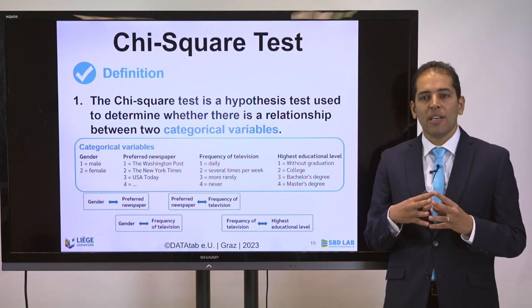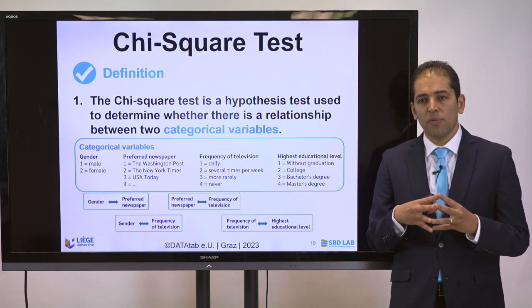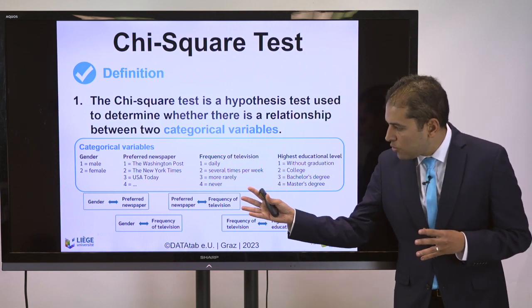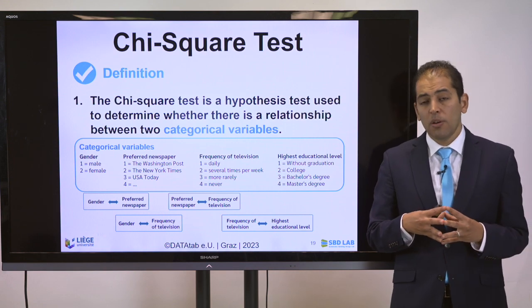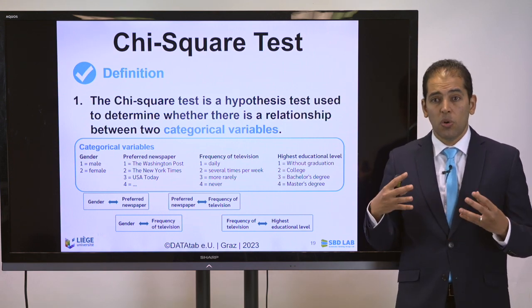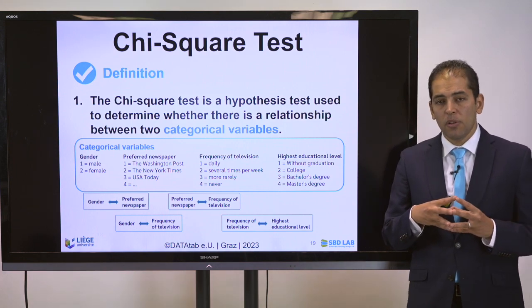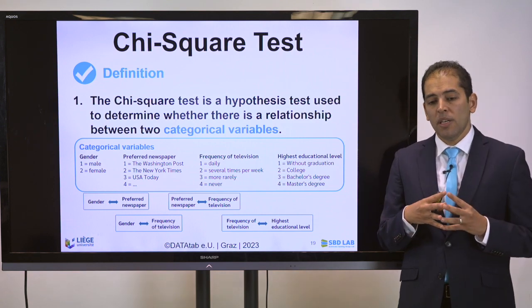And every time we can create pairs of variables, like the relation between gender and the preferred newspaper, or the preferred newspaper and the frequency of television watching, and so on. And the chi-square is very helpful in this sense to compare.